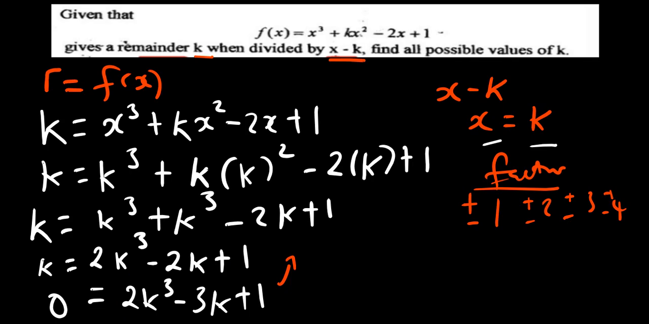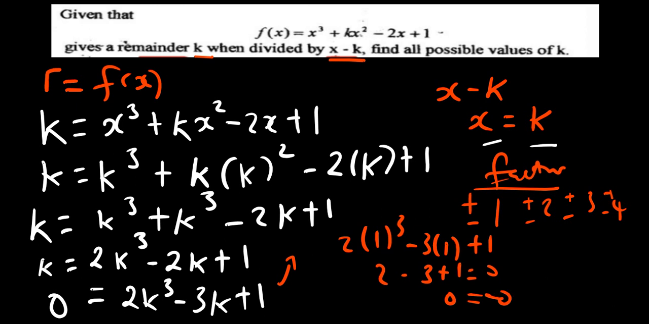So let's try 1. We have 2 times 1 to the power 3, minus 3 times 1, plus 1. What is it going to give us? 2 minus 3 plus 1 is equal to 0. 2 minus 3 is a negative 1, plus 1, which just gives us 0 equals 0. So we're able to see that 1 is a factor of this expression. So how are we going to write that?